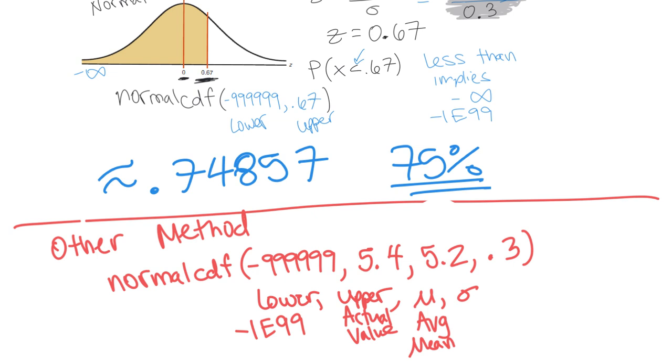I'm going to do second distribution, normal, but this time my lower, I'm going to do -99999, several nines, it should be fine. And then I'm going to do 5.4, comma, this time 5.2, comma, and then 0.3, which is my standard deviation. So I'm just putting in the data completely the way it is, and you can see we get something very similar to what we had.